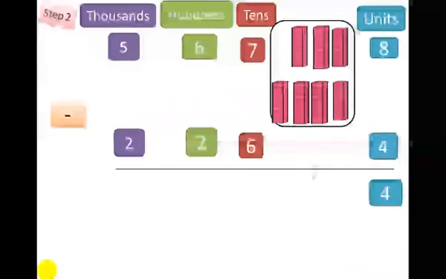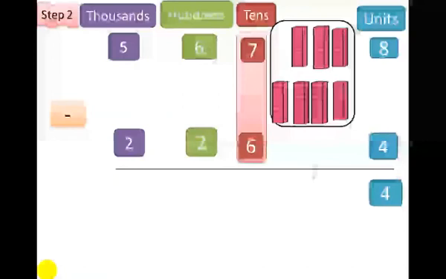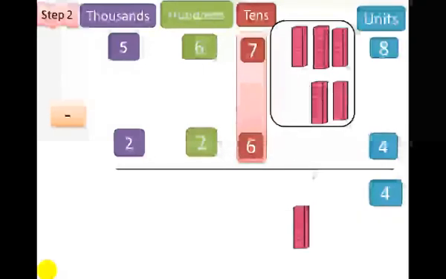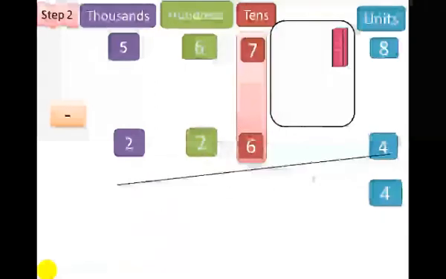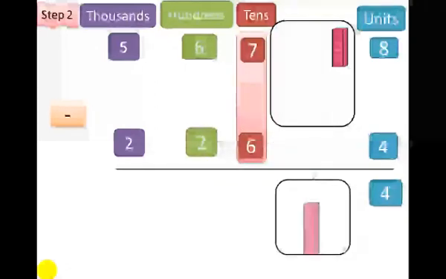Next, we subtract the digit in the tens place. 7 tens minus 6 tens equals 1 ten.